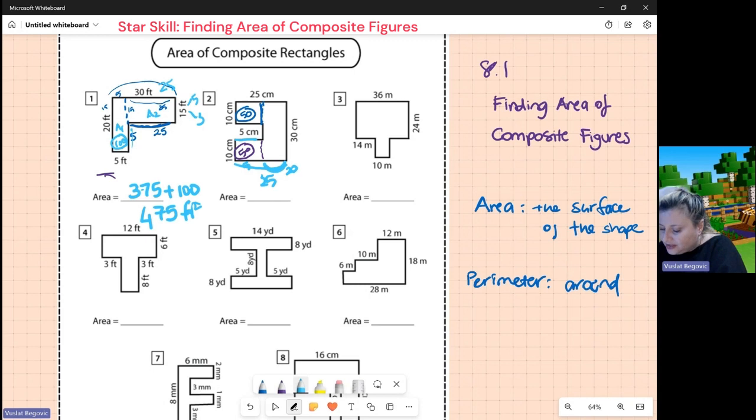Okay, so that means 20 times 30 is 600. Okay, and then I will add all these. 50 plus 50 is 100, and the area will be 700.